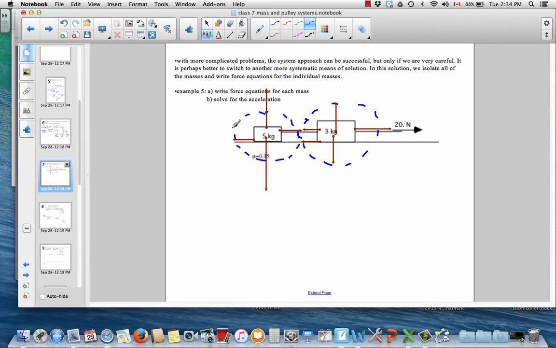So here are the forces acting on the 5 kilogram. There's a normal force and a weight.